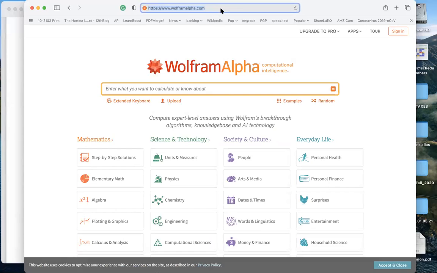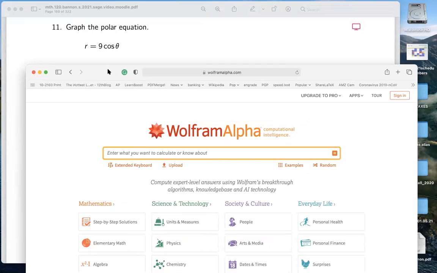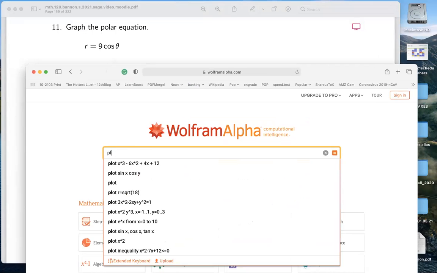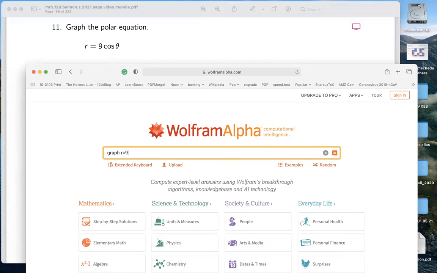So I want to point out we're at a website called wolframalpha.com. And what's nice about wolframalpha.com, it's fairly easy to use. Like I could just type in plot or graph. Let me put the word graph in. And I could say r equals 9 times the cosine, sorry. I don't even know where theta is on the keyboard. Type in the word theta.